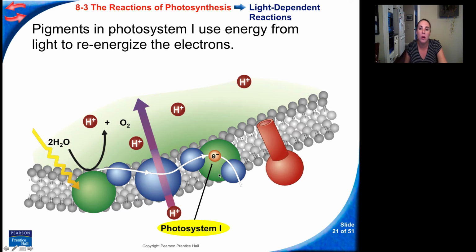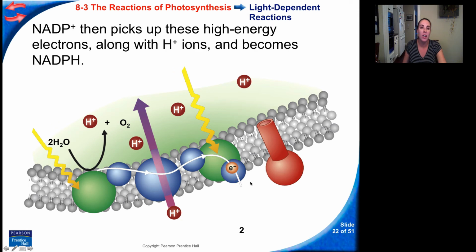Pigments in photosystem 1 use energy from light to re-energize the electrons. Because the electrons gained energy from the light in photosystem 2, but lost it because they gave their energy to these transport proteins that were transporting this hydrogen inside the thylakoid. But now we re-energize them because photosystem 1 has chlorophyll. It traps the energy from the sunlight and re-energizes the electrons.